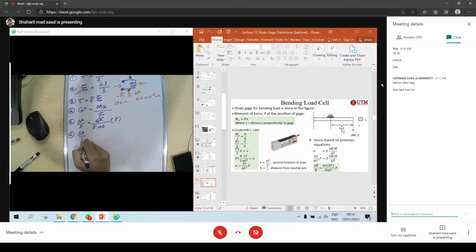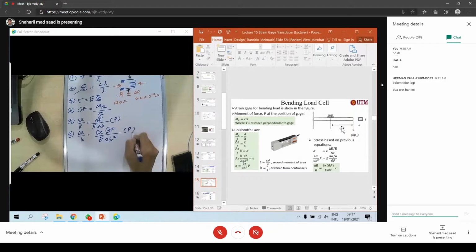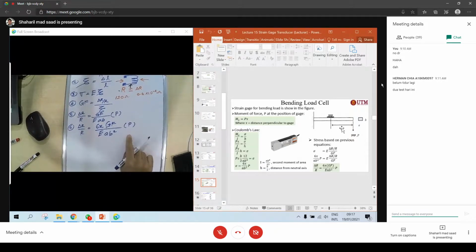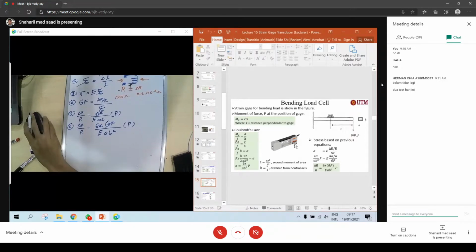Okay, so bending load cell also has its own formula. Delta R over R is equal to 6 GF over EAB squared times P. So how to get this formula? I think you can go through all of this step by step. You need to find the moment, inertia, distance, and so on.